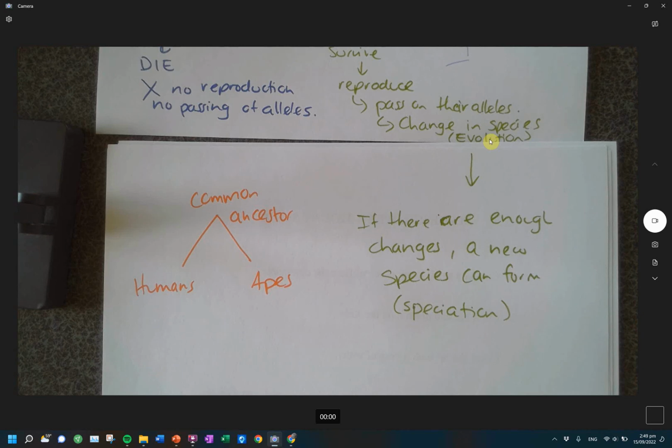Are we clear with that so far? Another idea? Yeah.